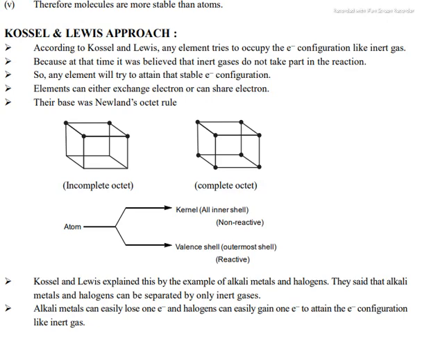Kossel and Lewis explained this by the example of alkali metals and halogens. They said that alkali metals and halogens are separated by inert gases. The reason behind that is that alkali metals lose one electron to attain inert gas configuration, and halogens accept one electron to attain inert gas configuration. So alkali metals can easily lose 1 electron and halogens can easily gain 1 electron. So both of these elements attain the inert electronic configuration.